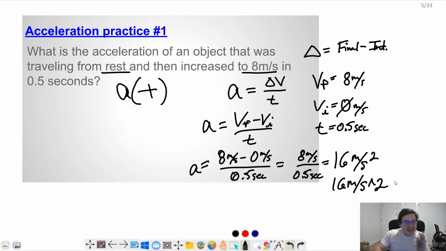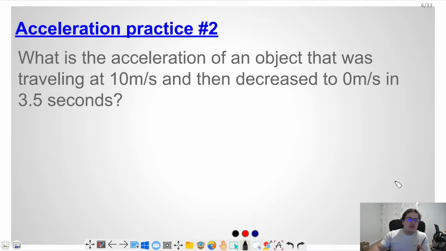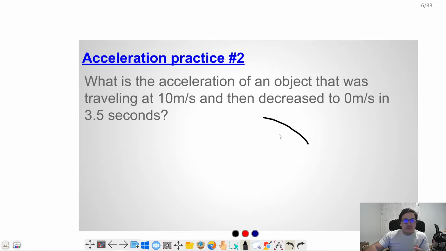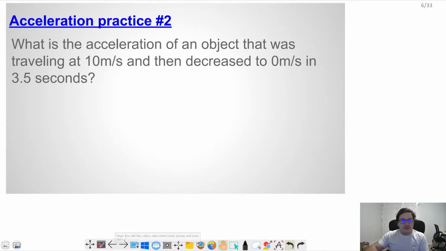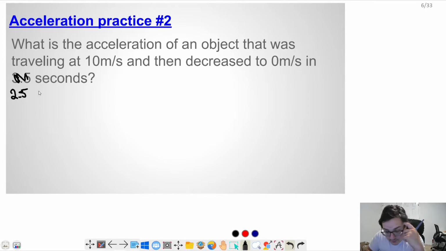So let's go ahead and try this next question out, where we look at what about the object that started, let's fix that real quick. What about the object that started moving at 10 meters per second and then decreased to 0? And instead of 3.5, let's do 2.5 for the sake of easy math. Okay. So once you try this one on your own, ask yourself, is acceleration going to be positive or negative? And then try using the acceleration formula to find this. I'm going to go ahead and get started though.